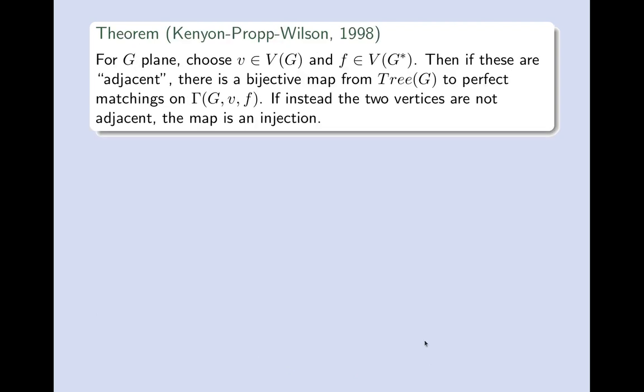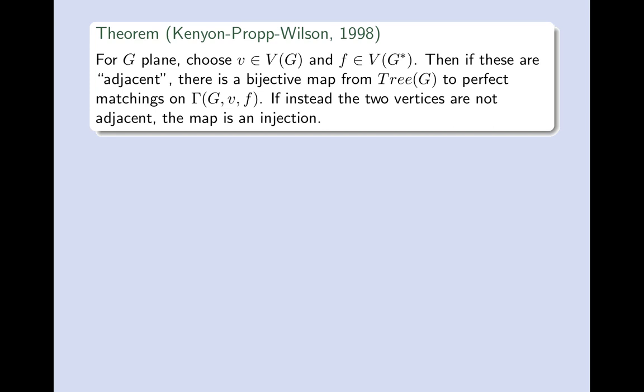Okay, there is a construction due to Kenyon-Propp-Wilson from the late 90s, which is, as we'll see, strictly related to Kauffman's clock theorem, or at least part of it. The starting point for this theorem is a plane graph G with a choice of a vertex in the graph G and a vertex in the dual. So basically this amounts to the choice of a vertex and a region in the complement of G.